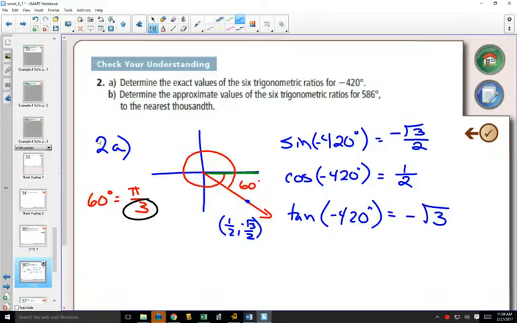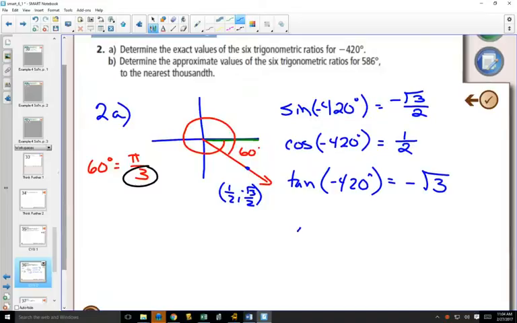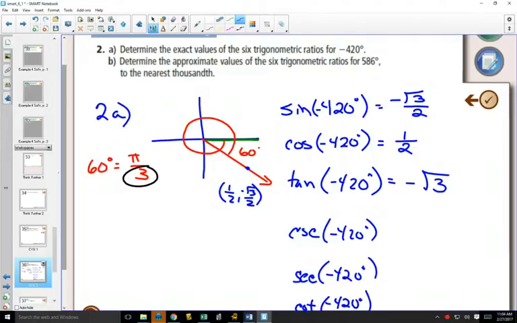Now that we have those, the secondary trig ratios of cosecant of negative 420 degrees, secant of negative 420 degrees, and cotangent of negative 420 degrees, we can just take the answers we have for sine, cos, and tan and do the reciprocal. So this one will be negative 2 over root 3. This will be 2 over 1, and 1 over negative root 3. And you don't need to rationalize, you can leave things just like that.